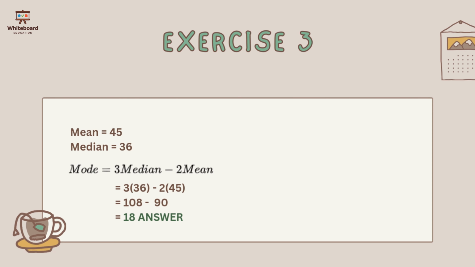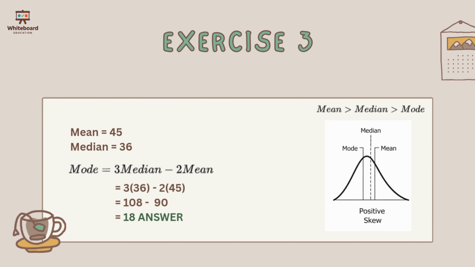For that, as we have learnt in lecture 3.7, the appropriate formula is mode equals 3 median minus 2 mean. Put the values of mean and median, multiply and calculate. Thus the answer is 18. Here as we can see, mean has the greatest value and mode the smallest, so it shows that this is a positively skewed distribution.